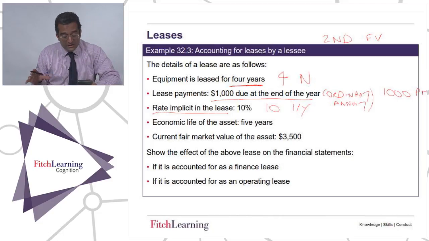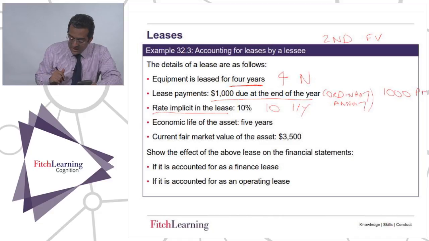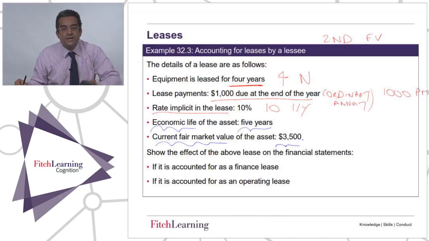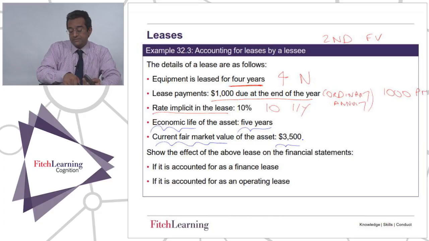Okay, now that's the important part so far. Now we note that it says here the economic life of the lease is 5 years. Okay, 5 years. And the current fair market value of the asset is 3,500. And the reason why we're told these things is so that you could at least analyze whether you think this lease should be capitalized, put on the balance sheet or not. Is it an operating lease? Is it a finance lease, right?